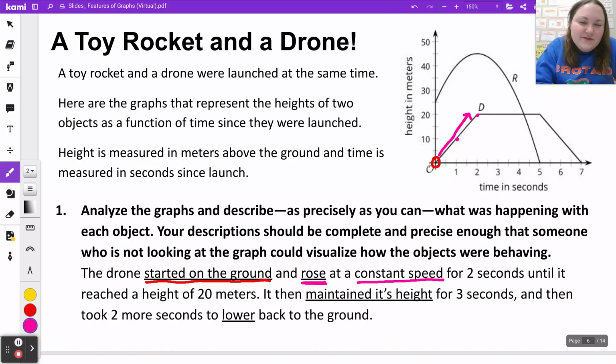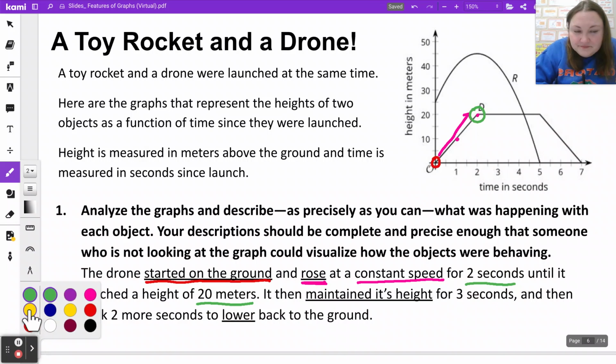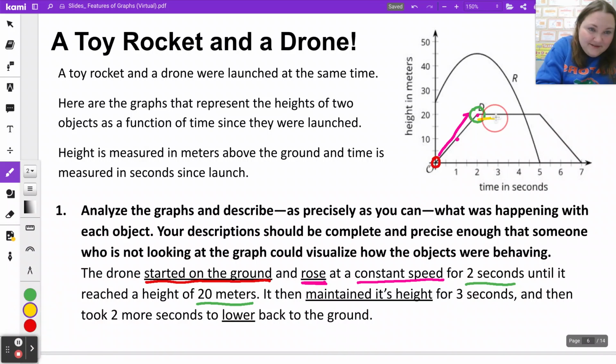But really focusing on those words like constant speed is good. And we know that because we've got that straight line. It's not curving the same way our rocket did. I also mentioned the specifics for that point right there. And so it was rising at a constant speed until 2 seconds when it got to that maximum height of 20 meters. Once it got to the 20 meters, this part right here is interesting. We didn't have this with our rocket.